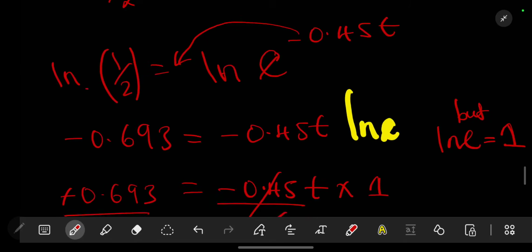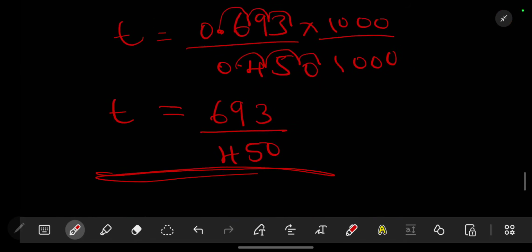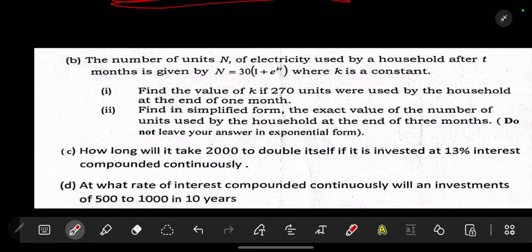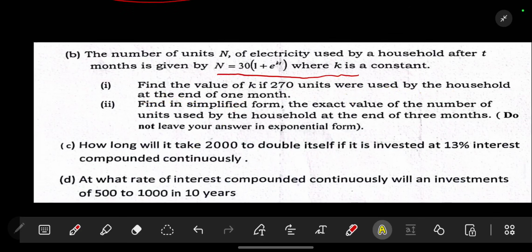So this is the time that they wanted. Moving on to our next problem. We have the number of units n of electricity used by the household after t months is given by this formula, where k is a constant. Then we are told to find the value of k if 270 units were used by the household at the end of 1 month.